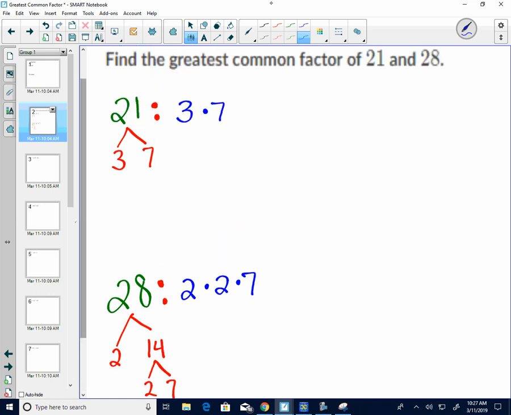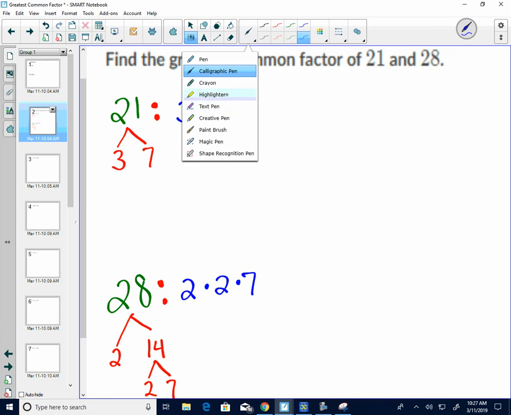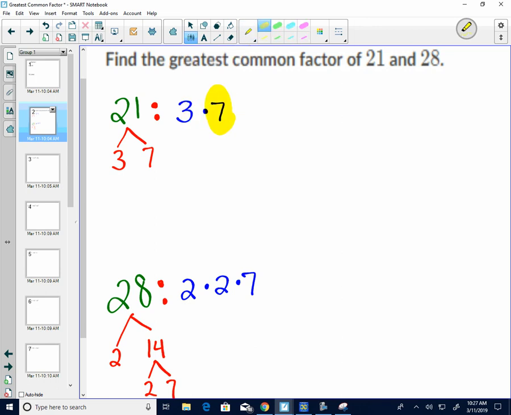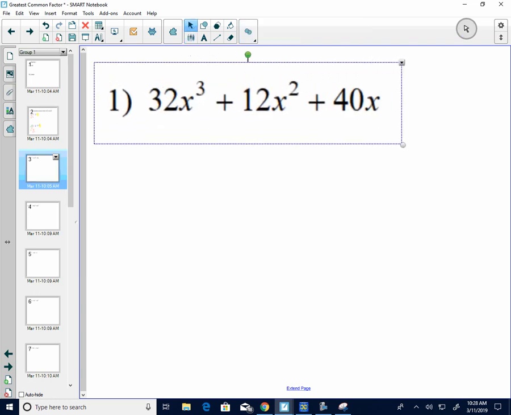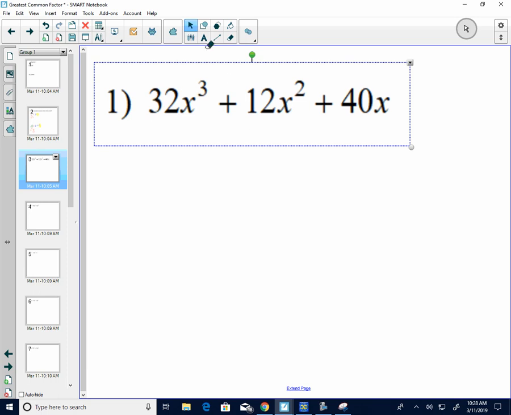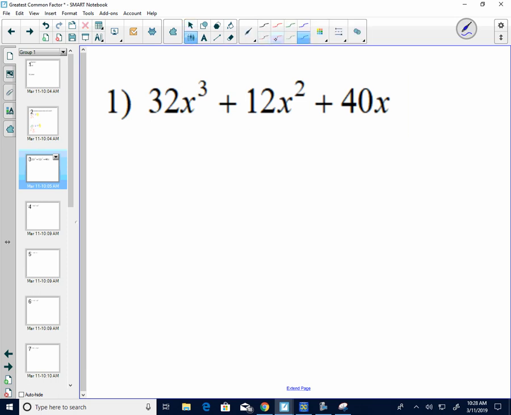So what is the greatest common factor, or the greatest factor that they have in common? That is 7. So we've got to start thinking like this for all of our numbers, and then we'll look at how we handle the variables. So this is very much like a problem that you'll have for your assignment, and it is a cubic trinomial. So we've got to start looking at what are the greatest common factors.